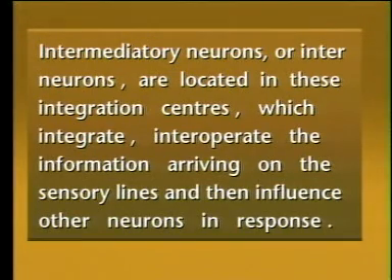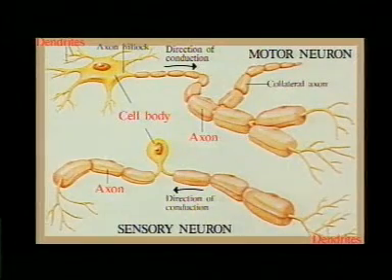They are stimulated by changes in the external or internal environment and respond by relaying signals to integration centers such as the spinal cord. Intermediary neurons or interneurons are located in these integration centers, which interpret the information arriving on the sensory lines and then influence other neurons in response. The third type of neuron is the motor neuron, which relays information away from the integrating centers, and these integrating centers are the brain and spinal cord.